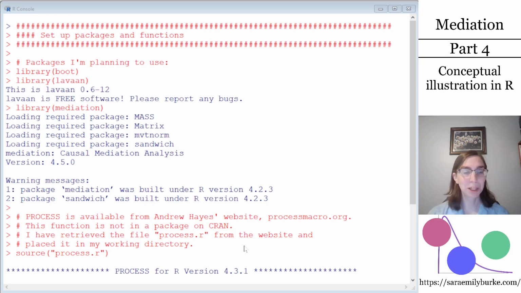The packages that I'm planning to use in this series of videos are boot, lavaan, and mediation, all of which come from the Comprehensive R Archive Network, CRAN, so we can install them the usual way. I've done so before recording, and retrieve the functions in them for use in our current R session using the library function the way that we normally do.